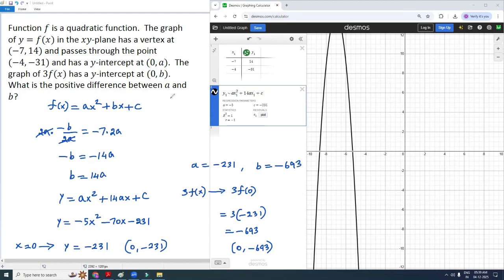Here I got the values of both a and b. Now let's get the positive difference between a and b. Let's use Desmos. Since we have to get the positive difference, we can take the absolute value. Then the value of a is negative 231. Since we get the difference, we have to take a negative sign, and then we have to take the value of b, that is negative 693. Let me close the parentheses. Okay, here I got the positive difference between a and b, 462.